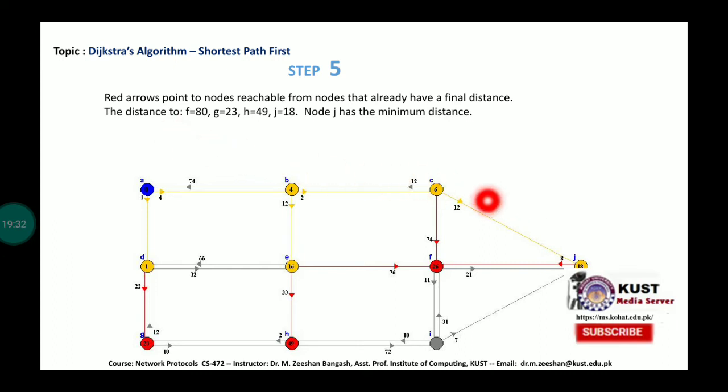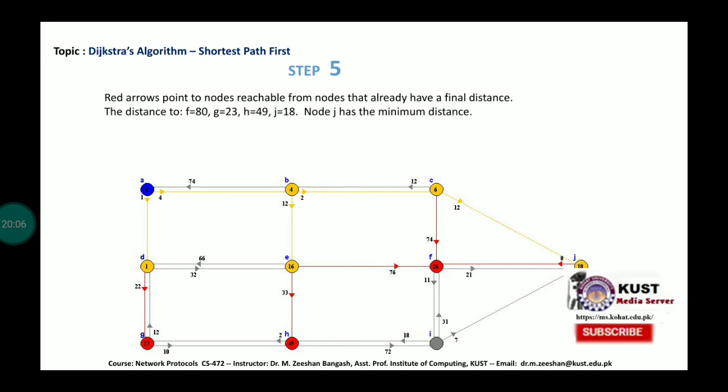If you can look into it, starting from F, the value is again the same, that is 74 plus this edge from B to C, which is 2, plus this edge from A to B, which is 4. So the distance to F is 80, and the distance to G, which is the same, is 23.